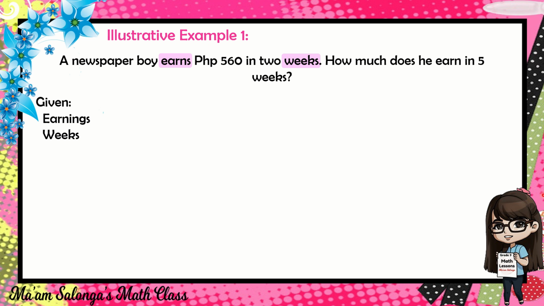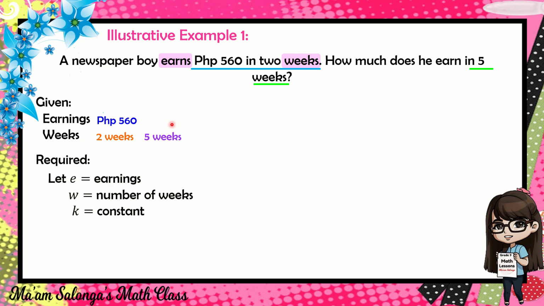So ayon sa problem, ang una niyang earning ay 560 in 2 weeks. Sumunod na binigay ay 5 weeks na lang. So, wala nang sumunod sa earnings kasi siya yung ating i-identify. So, this is required to do.